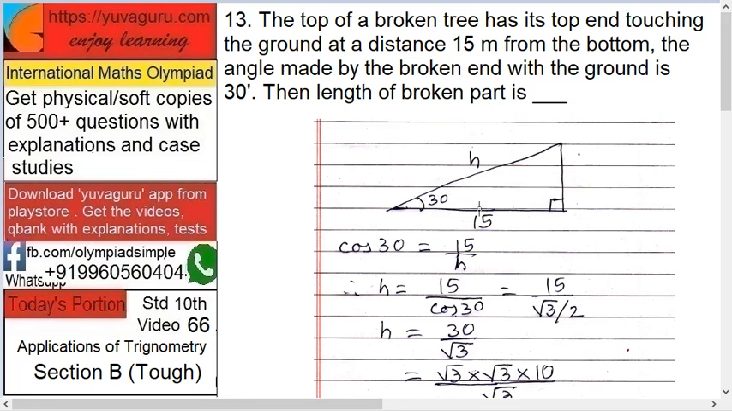See, this is 15, this is h, this is 30. Cos 30 equals 15 by h. h equals 15 by cos 30, right? Cos 30 is root 3 by 2. So h equals 30 upon root 3.